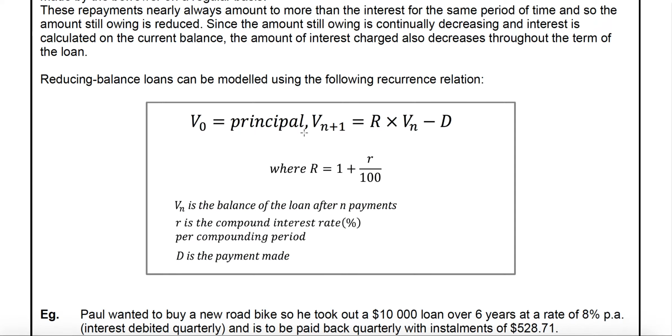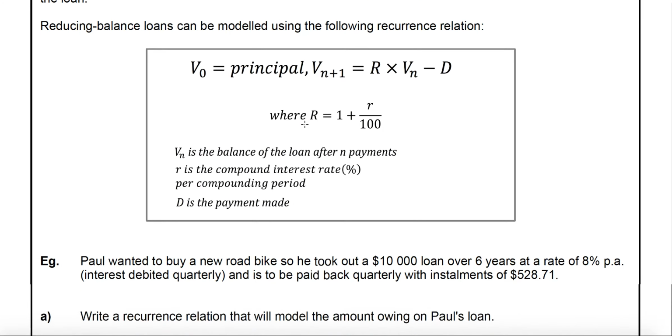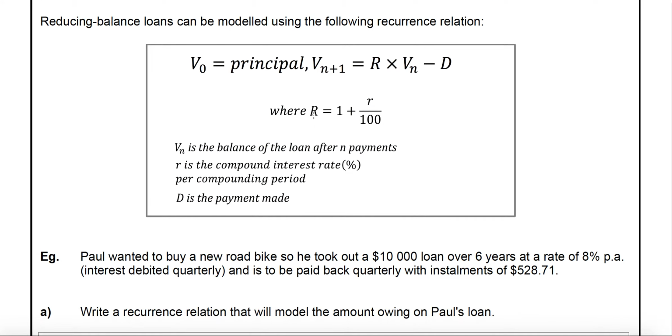So as you can see, here's our recurrence relation. It's the same one that we used with the elephant habitat before. We've got an R value, we've got a D value. V0 is going to be what we borrowed. It's our principal. And of course, capital R here is going to be calculated by taking our rate, and that's a percentage, so r over 100, and adding that to 1, so that we are increasing by that percentage.